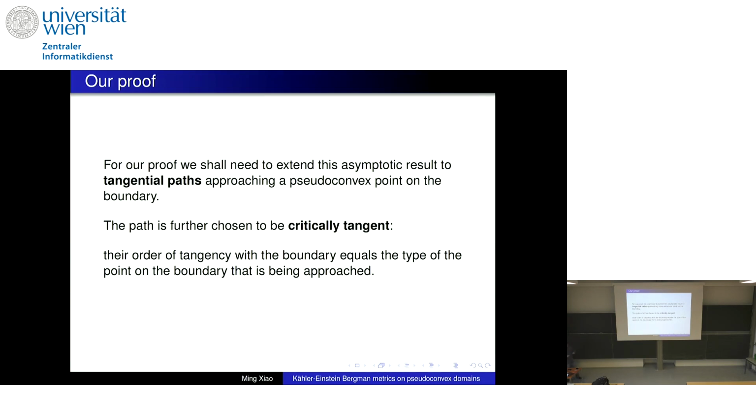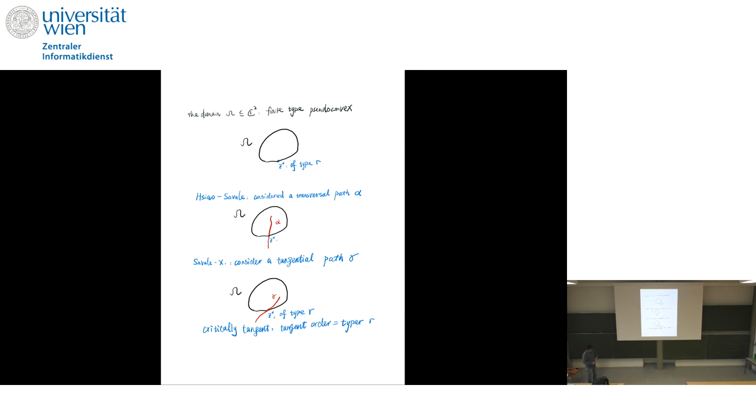We will not be able to use transversal paths to prove our theorem, but we have to work with tangential paths approaching a boundary point. Furthermore, more importantly, these paths had to be chosen to be critical tangent. What do I mean by critical tangent? This means the order of tangency with the boundary must be equal to the type of the point that's being approached. So maybe I should make a picture.